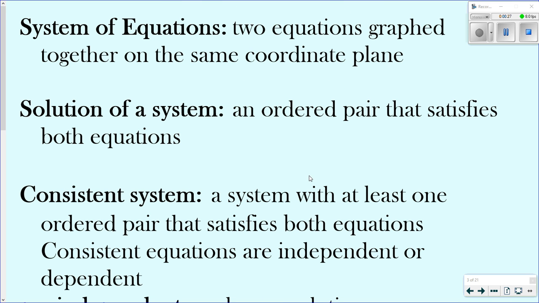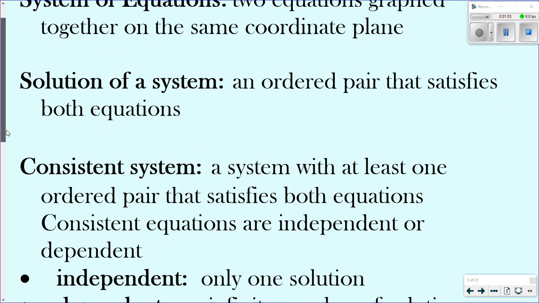In order to know what systems of equations are, we need to know the definition. It's two equations graphed together on the same coordinate plane. So you have two equations, plot them, and you see what they're doing between the both of them. A solution of a system is an ordered pair that satisfies both equations. When you look at a graph, you're going to see how the two lines interact with each other. Where they intersect will tell you the solution that they both share in common.